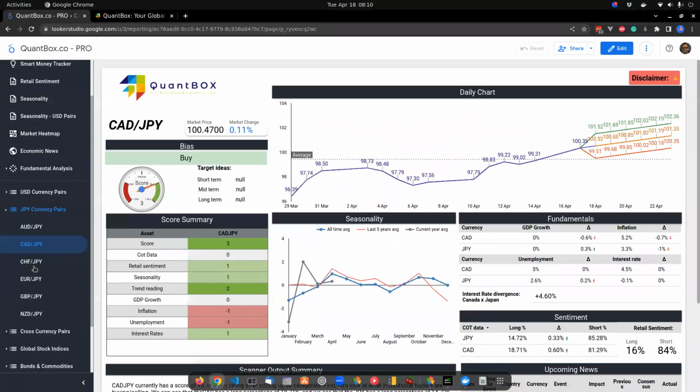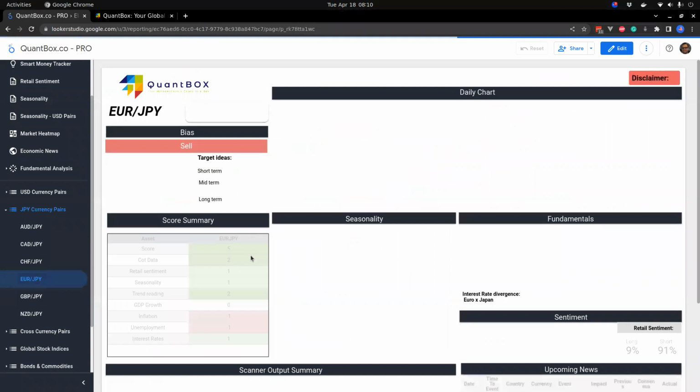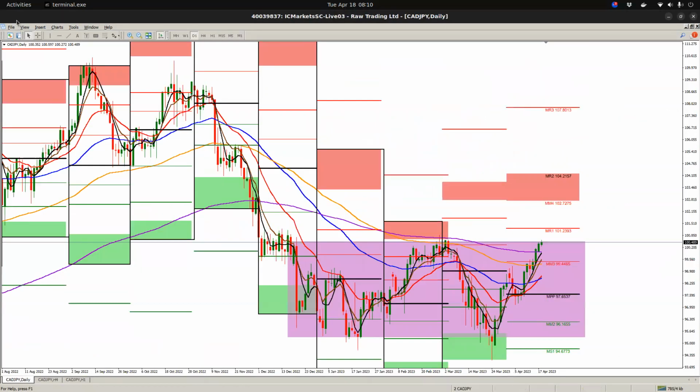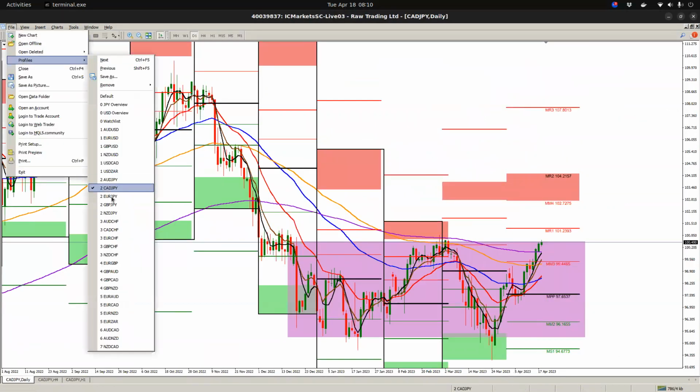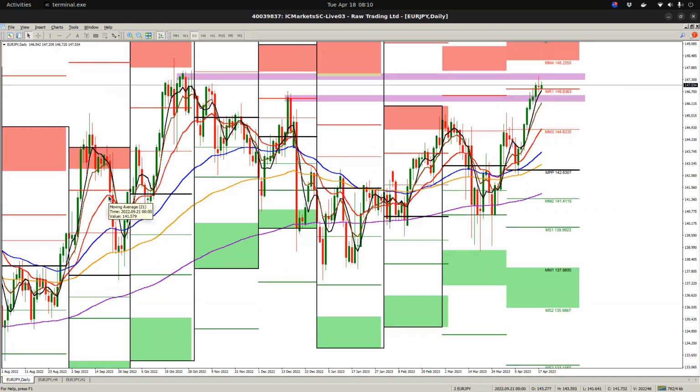So yen pair, CAD yen. So euro yen coming through with the bias of sell. It is quite bizarre. You're buying some yen pairs and selling others. There's the euro yen. There we've broken through the top of this range here. You've got the top of the range of this range next. You are currently at resistance in terms of all this on the left-hand side.